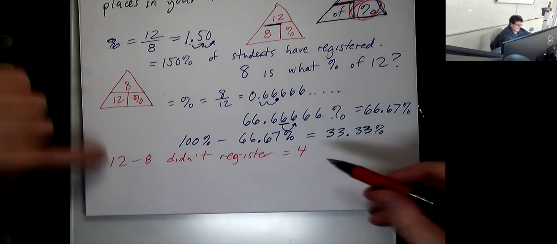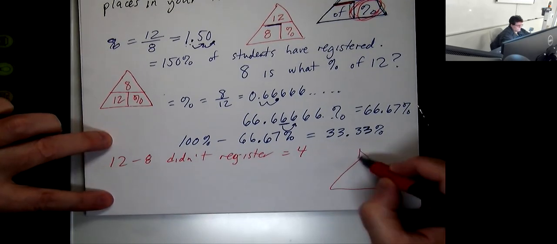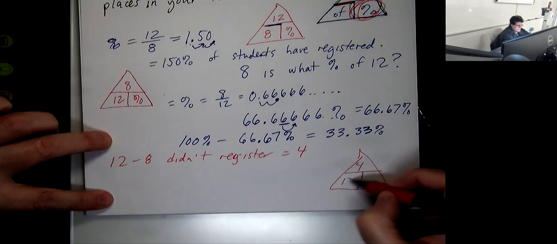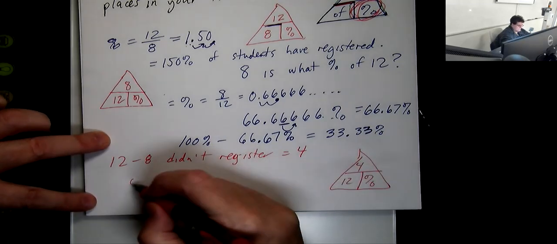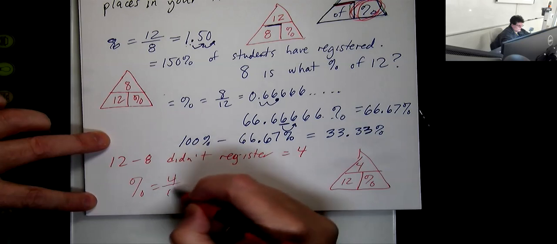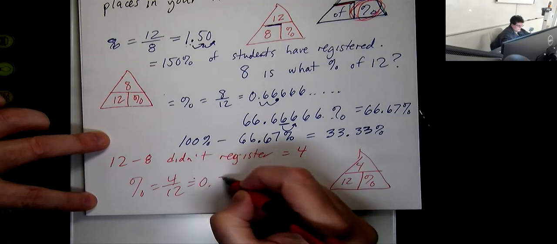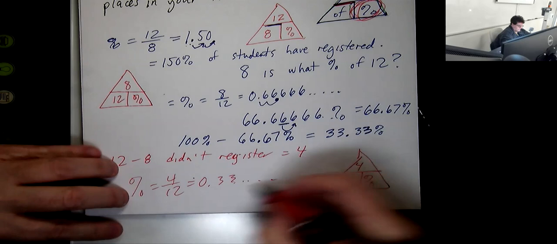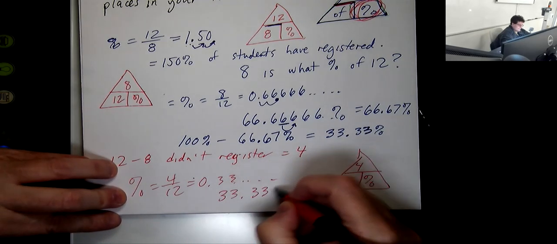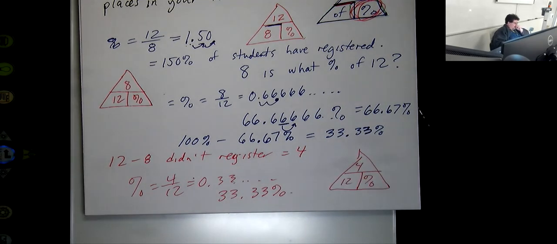So instead of using the 8, I could redo this with the 4. And if you do that, you're gonna get 4/12, which is 0.33333333, 33.33%. And you've already accounted for the fact, and I'm already answering the right question again.